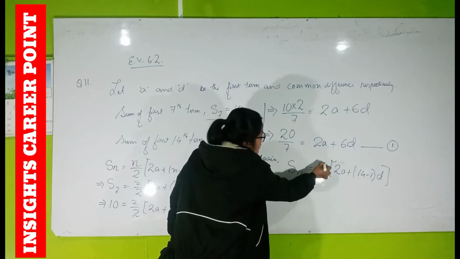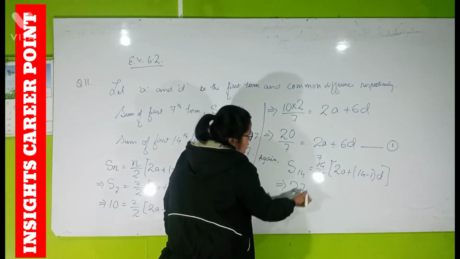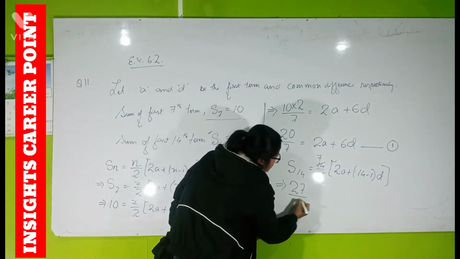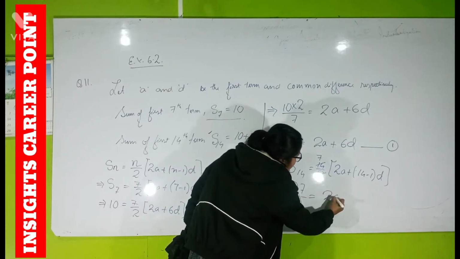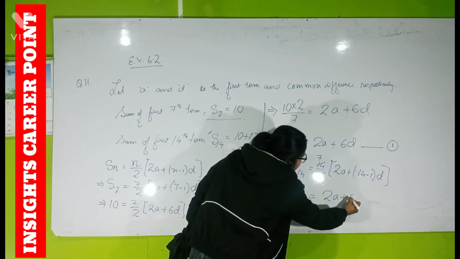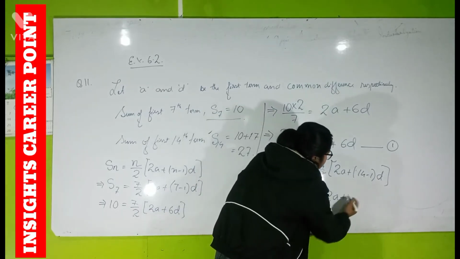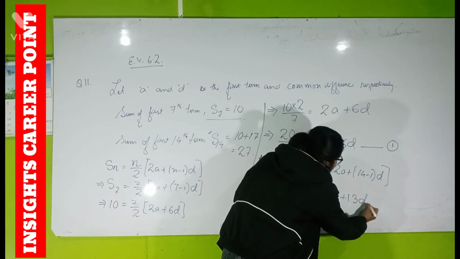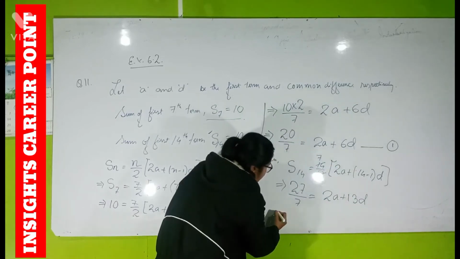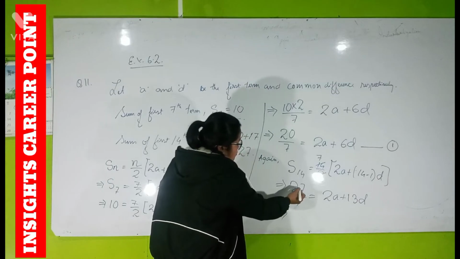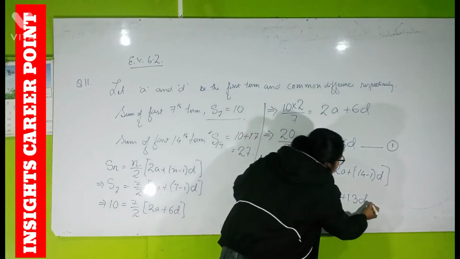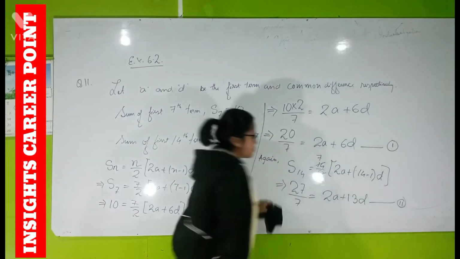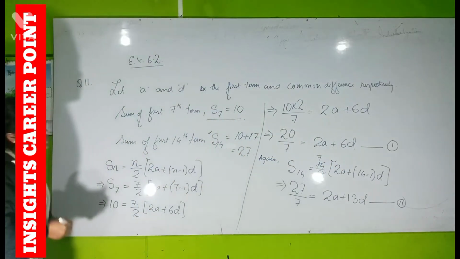We can cut this also as 7. And 7 will be here. What we get here? Twice a plus 13d. Oh, sorry, it's 13d. This will be equation number 2. Copy and do this.